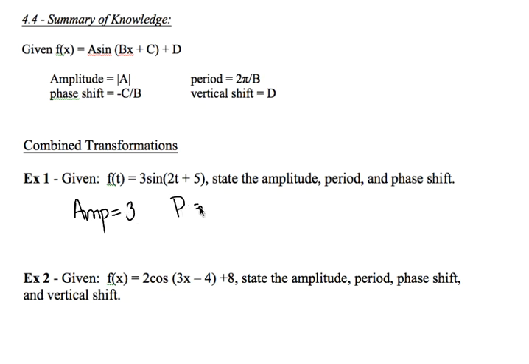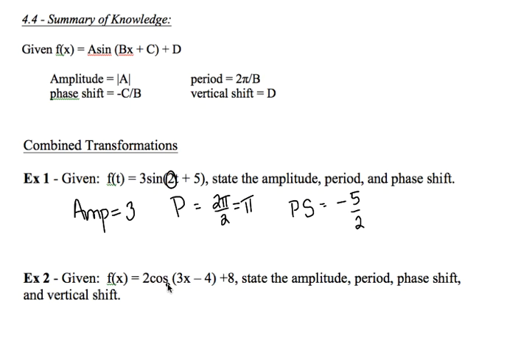The period is 2 pi over B, B being the value in front of the variable, and that gives us 2 pi over 2, or in other words, pi radians for our period. You could also write that as 180 degrees if you wanted. And then our phase shift, remember our phase shift is negative C over B, and that's going to give us negative 5 halves for our phase shift, meaning that this function is moving to the left 5 halves of a unit.